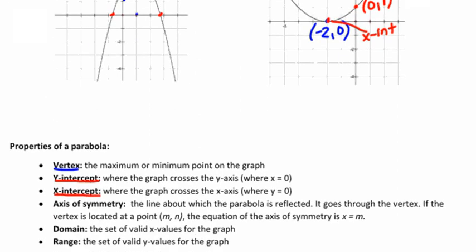Our fourth property, axis of symmetry. So the line about which the parabola is reflected. So it goes exactly directly through your vertex. And if the vertex is located at a point (m, n), then it's always going to be just your x value, whatever m is, or whatever x is if you know your vertex. That's your equation of your axis of symmetry.